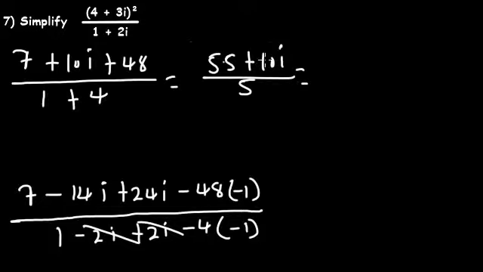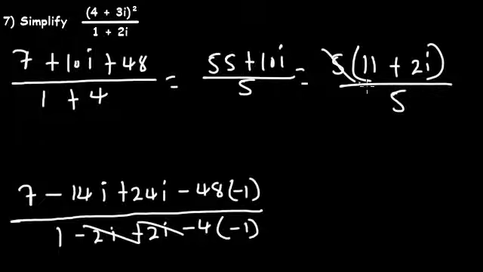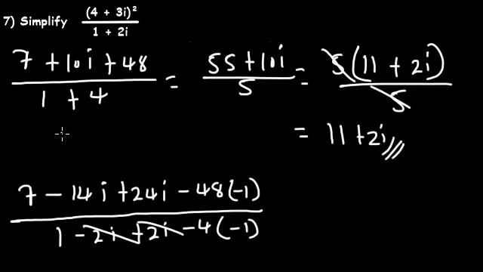Can we simplify more? Yes, we can. Let's factor out 5 at the numerator. Doing that, for the 55, we are left with 11, and for the 10i, we are left with 2i, divided by 5. Then the 5 can cancel out, and the final answer in this case is 11 plus 2i.